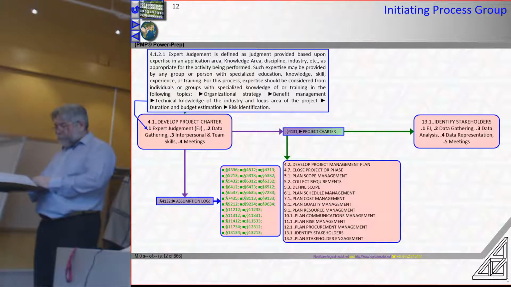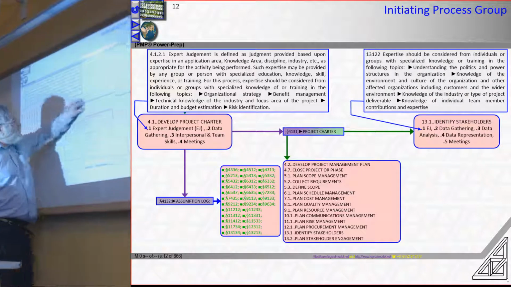Page 79. And it says, expert judgment is defined as judgment provided based upon expertise in the application area, knowledge area, discipline, or industry, as appropriate for the activity being performed. Such expertise may be provided by any group of persons with specialised educational training. And then it says the expert judgment being applied here is organisational strategy, benefits management, knowledge of this industry, estimating of budgets and durations, and identification of risk in this context.